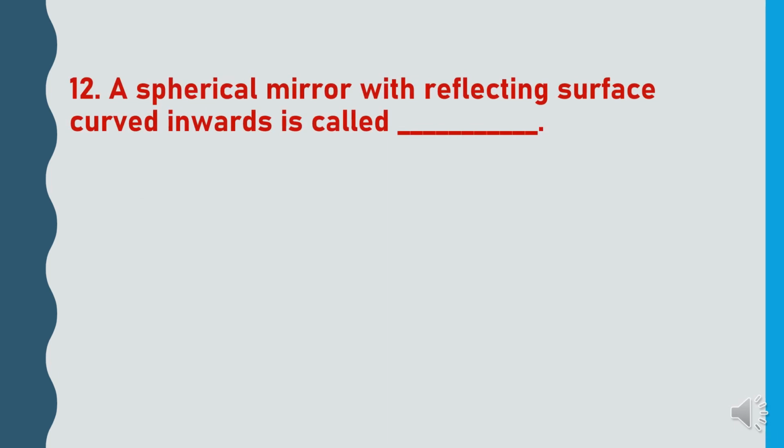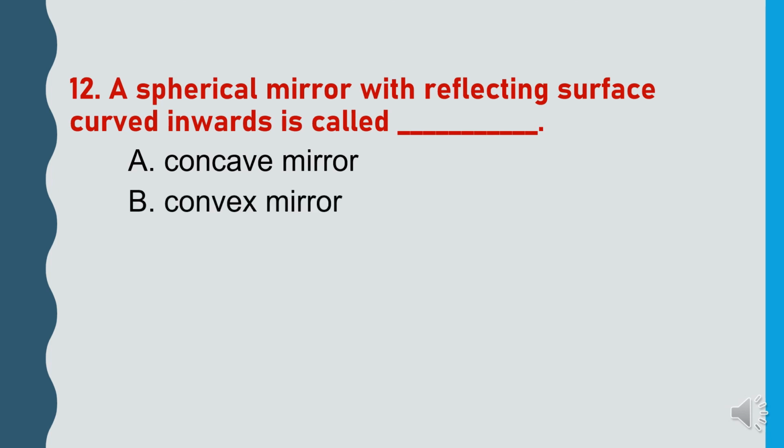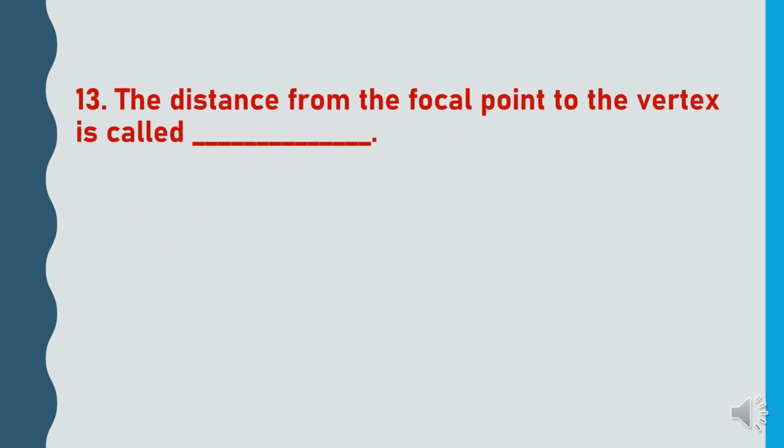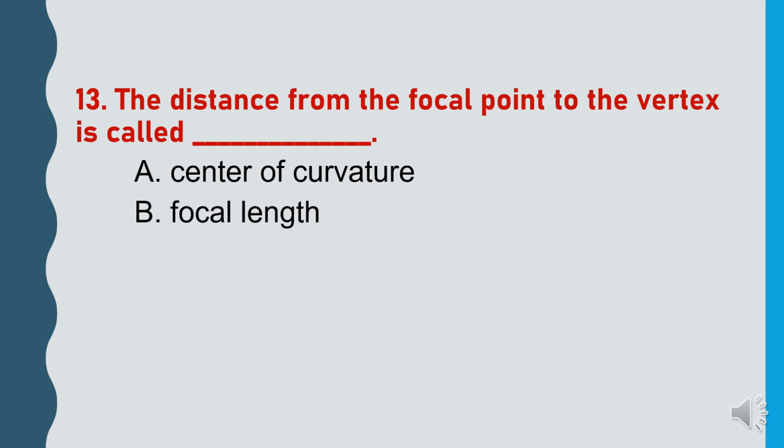12. A spherical mirror with a reflecting surface curved inwards is called blank. A. Concave mirror. B. Convex mirror. C. Curved mirror. D. None of the above. 13. The distance from the focal point to the vertex is called blank. A. Center of curvature. B. Focal length. C. Focal point. D. Vertex.